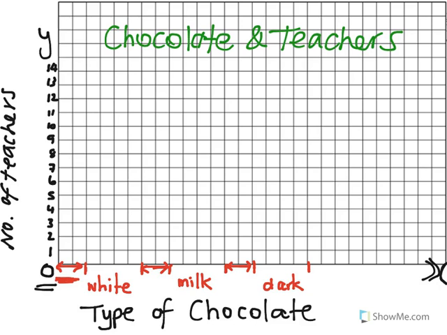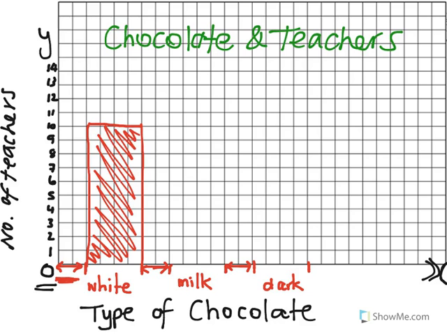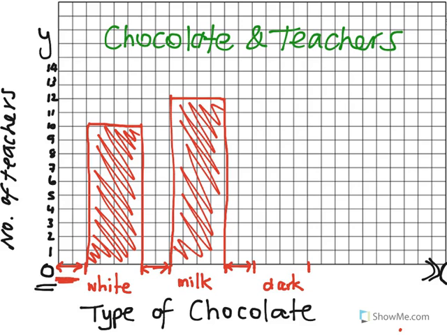So with our white chocolate, we had 10 teachers liking that. So let's draw this line up here and come down, and we can colour it in. Right, our next one was milk, and that was 12. Colour that one in as well. And our dark only had 2. Okay, and then we can colour that in. And that's it. That's your bar graph done.